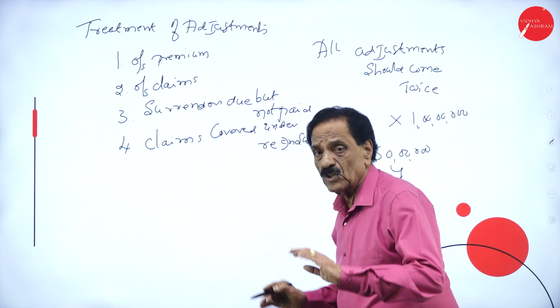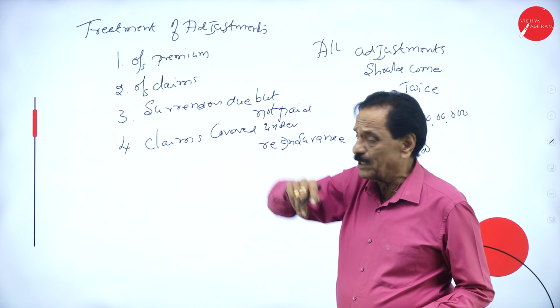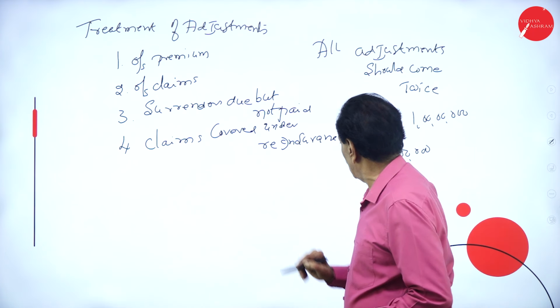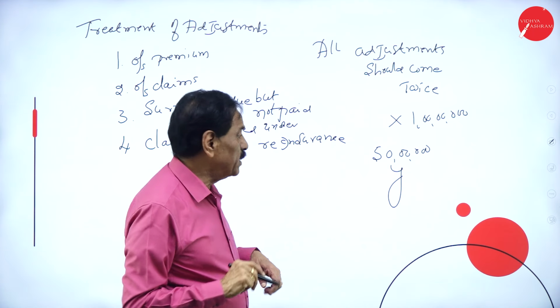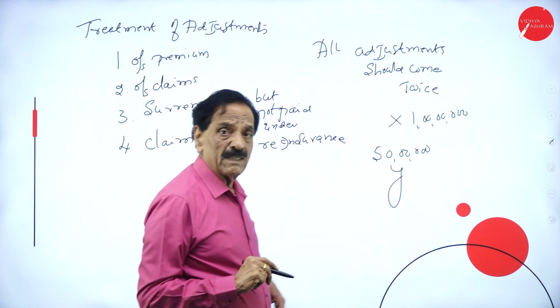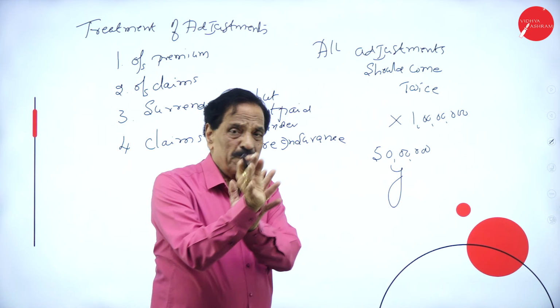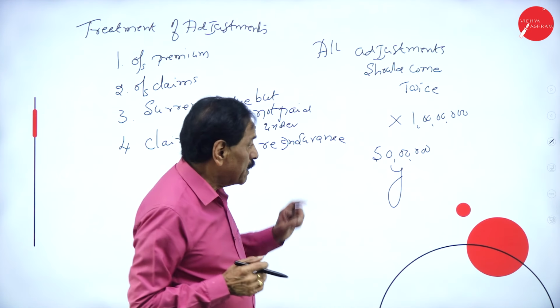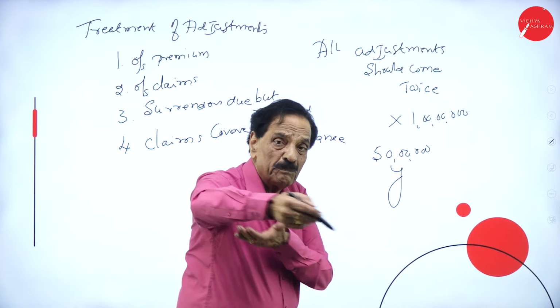Regarding the surrender, it should be added to surrender. Then it will come on the liability side of the balance sheet. Claims covered under reinsurance: if somebody makes the insurance with us to the tune of 1 crore, assume that we have a fear. For 1 crore he will pay the premium, which is an income for us. But if something happens, you have to pay back that 1 crore.